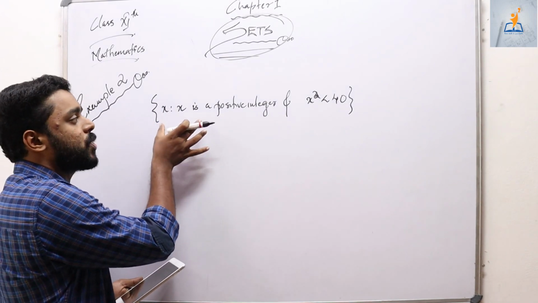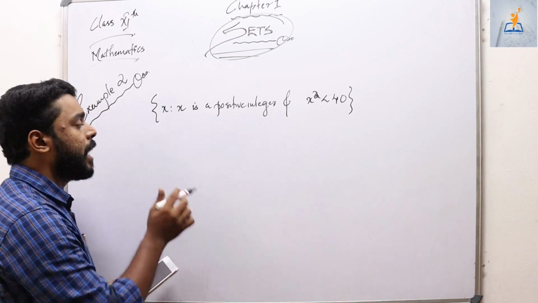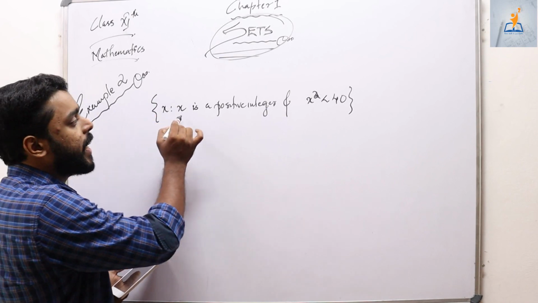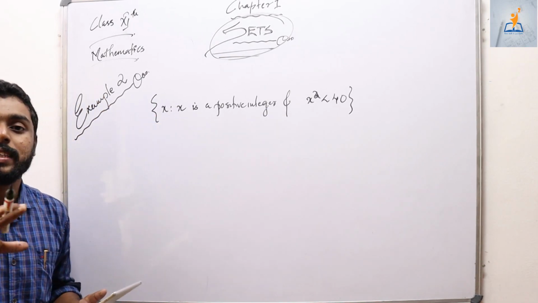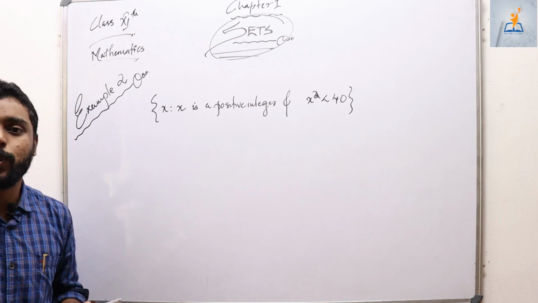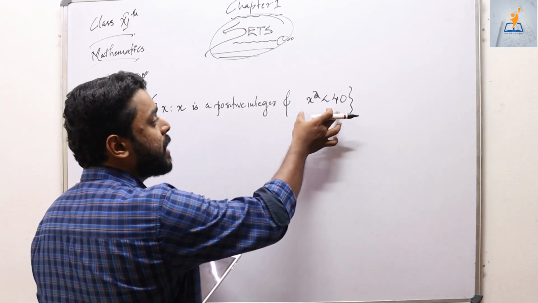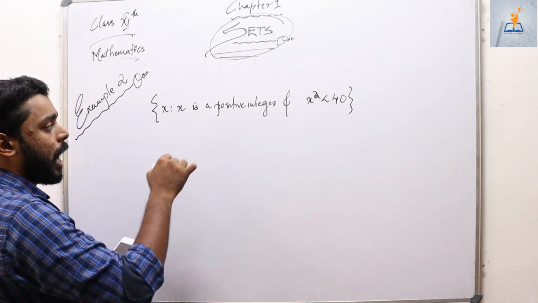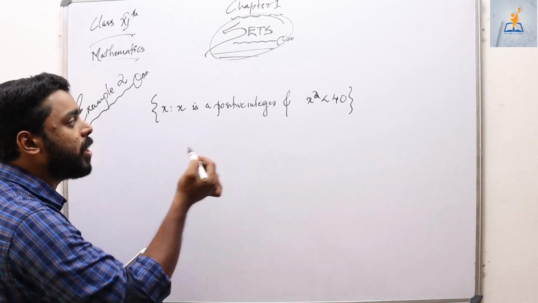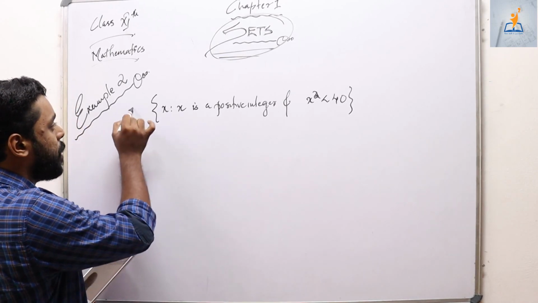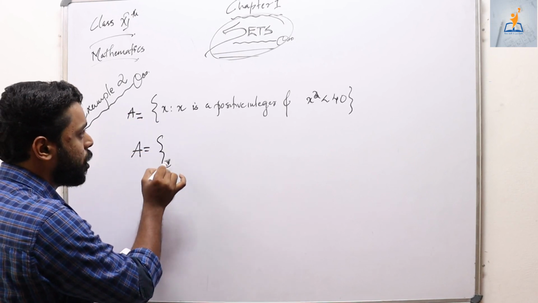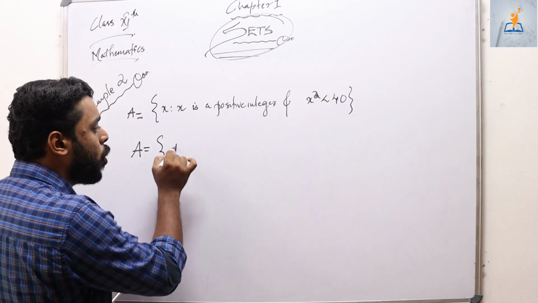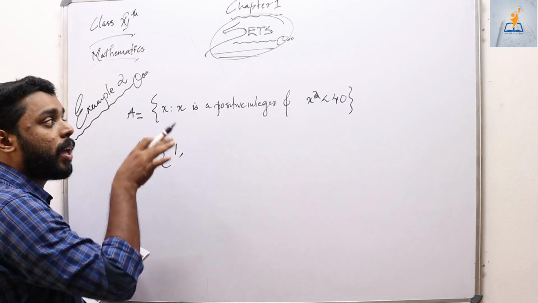It is of the form x such that, and you are given with the property, and you have to build the entire set into the roster form. What is the property? X must be a positive integer. So the listing should start from 1, 2, etc. Right? And the next property is x square less than 40, isn't it? So you have to list out all the positive integers whose square is less than 40. Let me name the set as A. So A is equal to, in roster form, 1 is an element, not 1 square but 1 is an element.